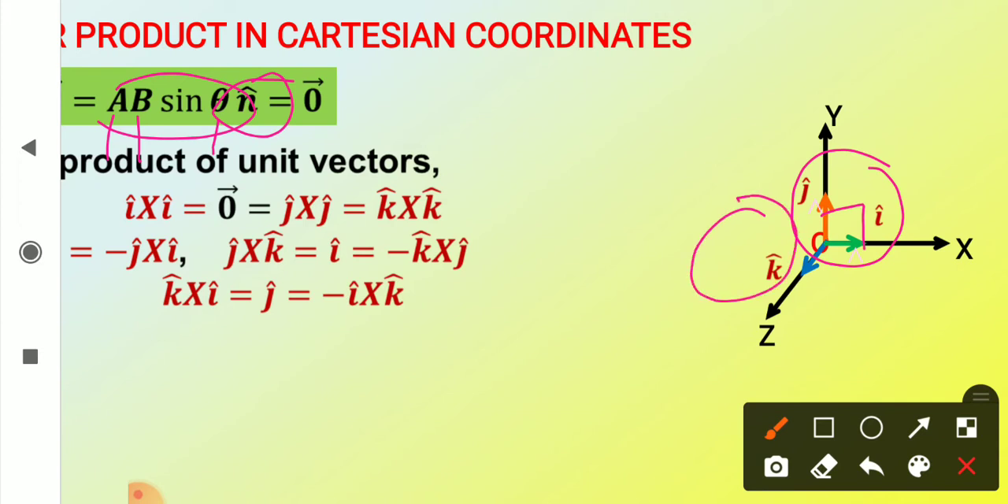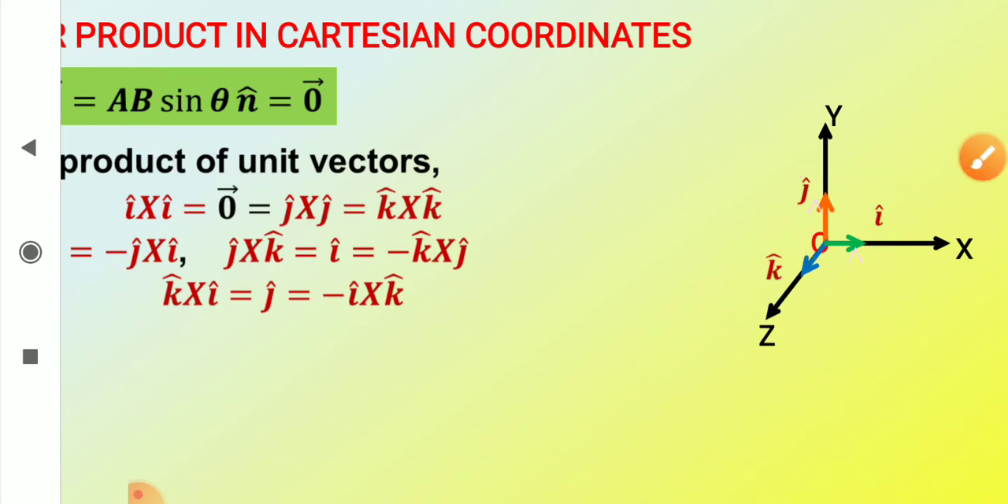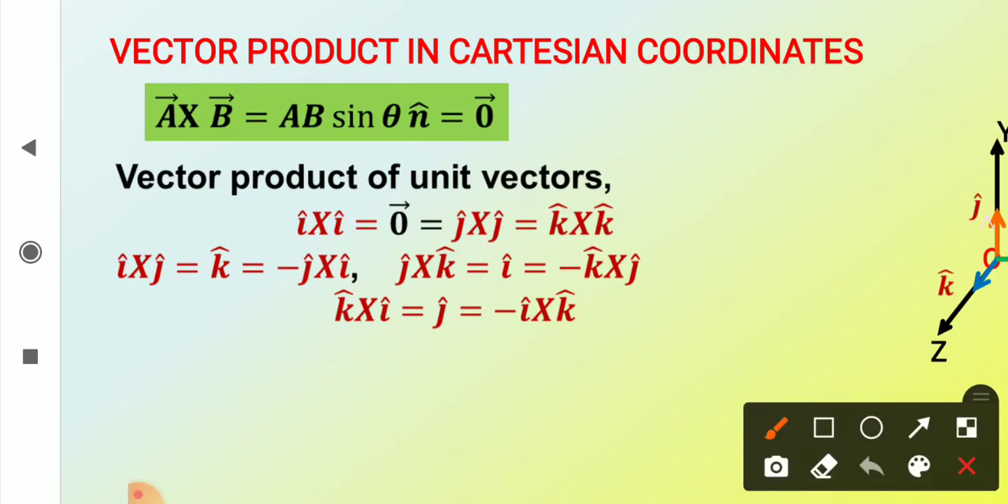And if you use your right hand rule, meaning curl the fingers of your right hand from I cap towards J cap, then your thumb will point towards the Z axis. So that means I cross J is equal to K cap, and you know the commutative property is not followed, so this is equal to minus J cross I.